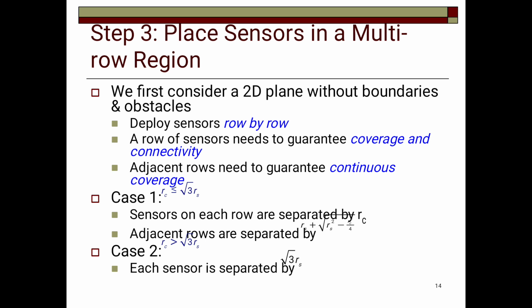Place sensors in a multi-row region. We first consider a 2D plane without boundaries and obstacles. Deploy sensors row by row. A row of sensors needs to guarantee coverage and connectivity.